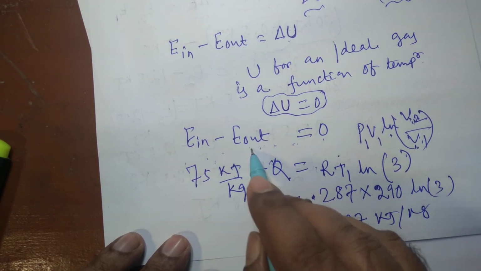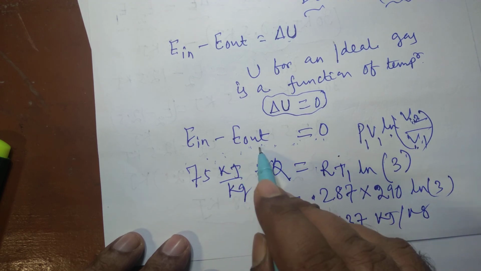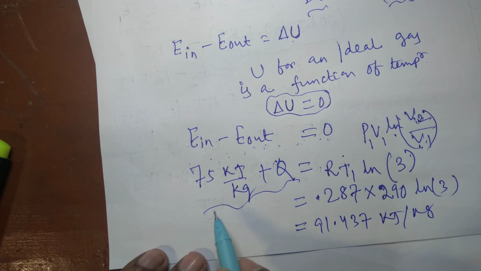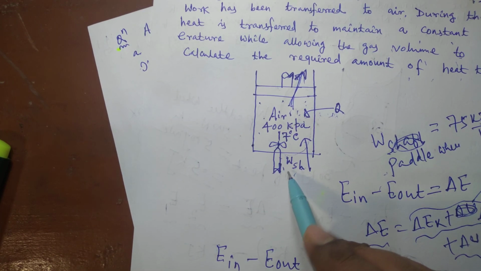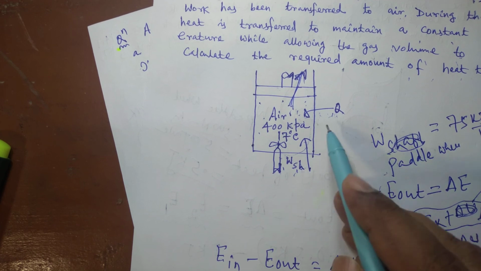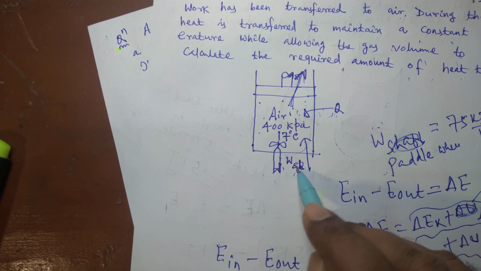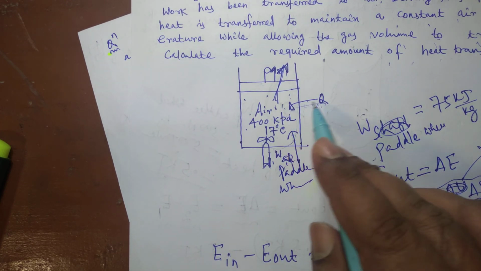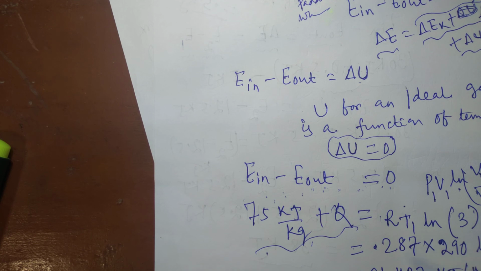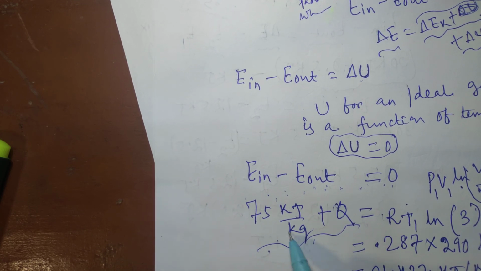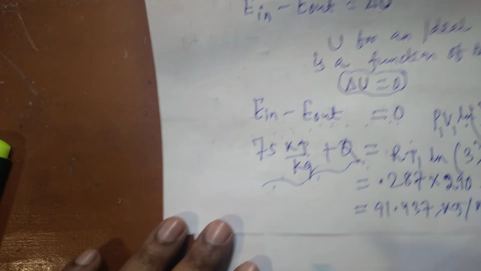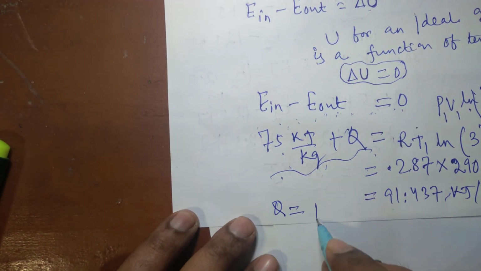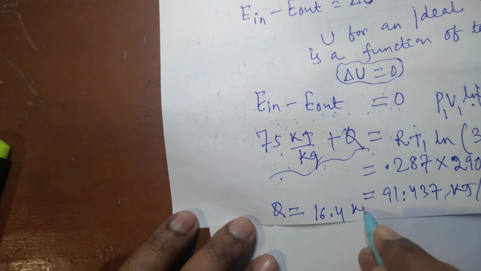Since E in minus E out is equal to 0, E in is equal to E out. That's the equation we applied. Energy in is nothing but this paddle wheel work, and this is the heat flow that enters the system. So 75 plus Q is equal to this much. That means Q, if you find out, is this minus 75, that is 16.4 kilojoule per kg.